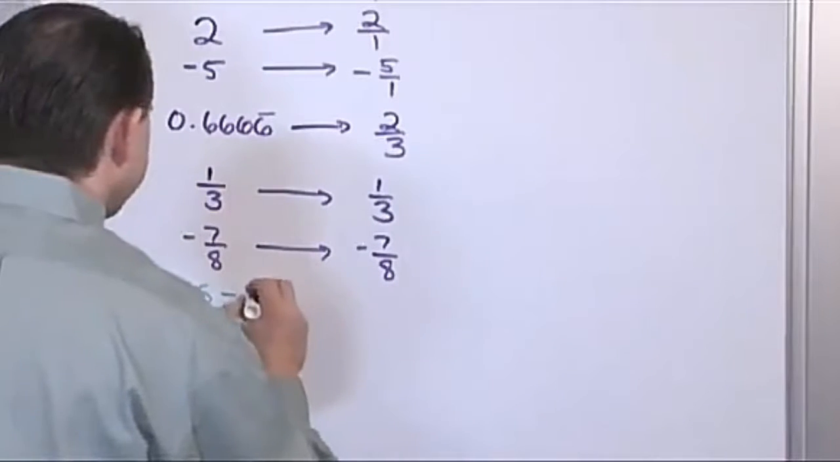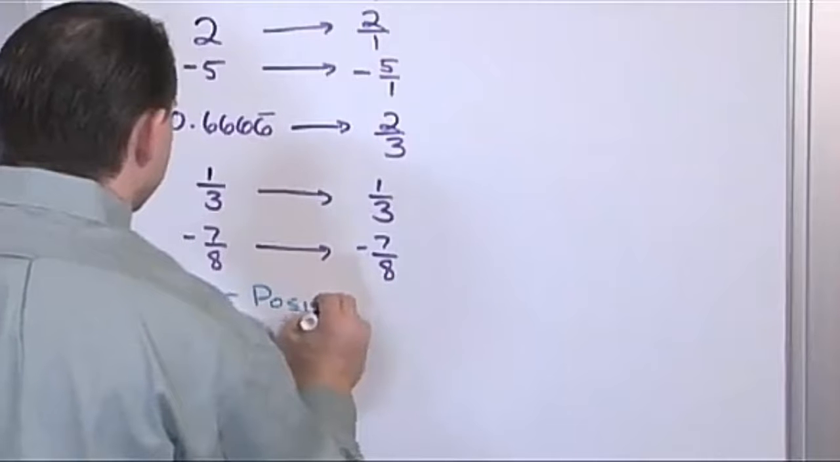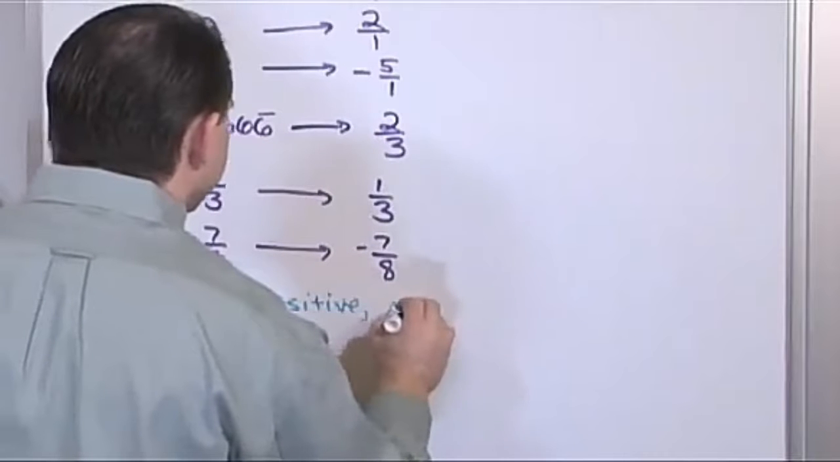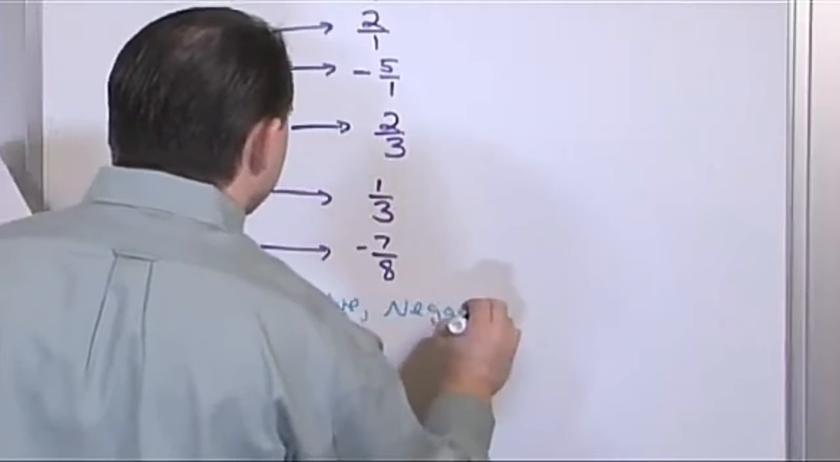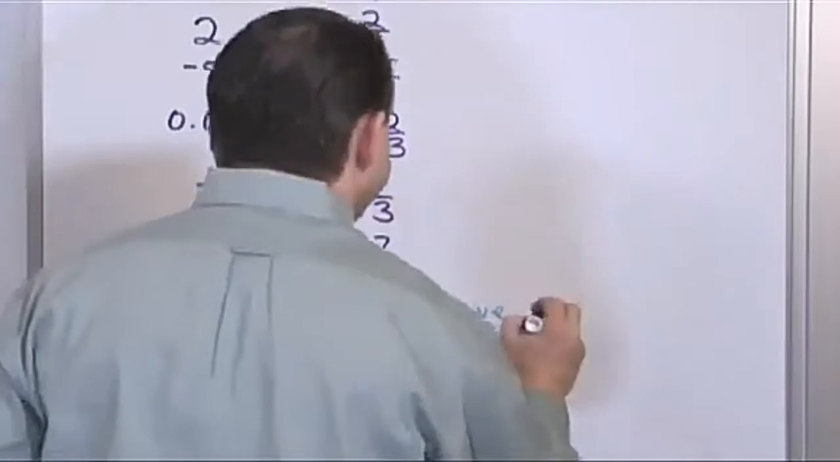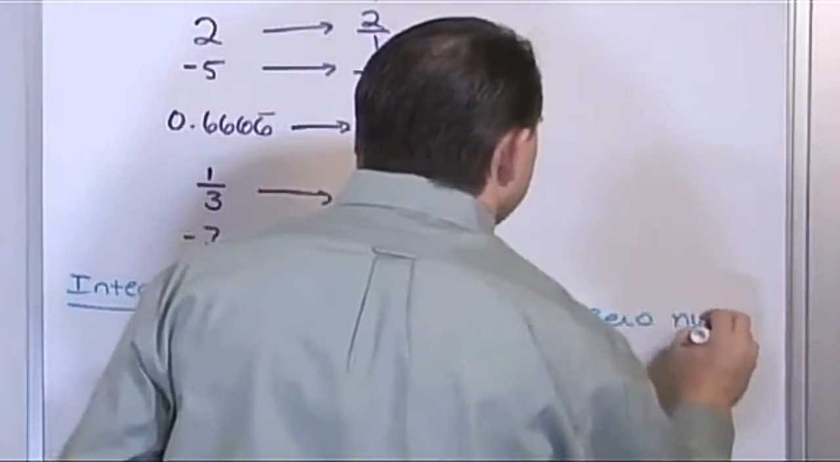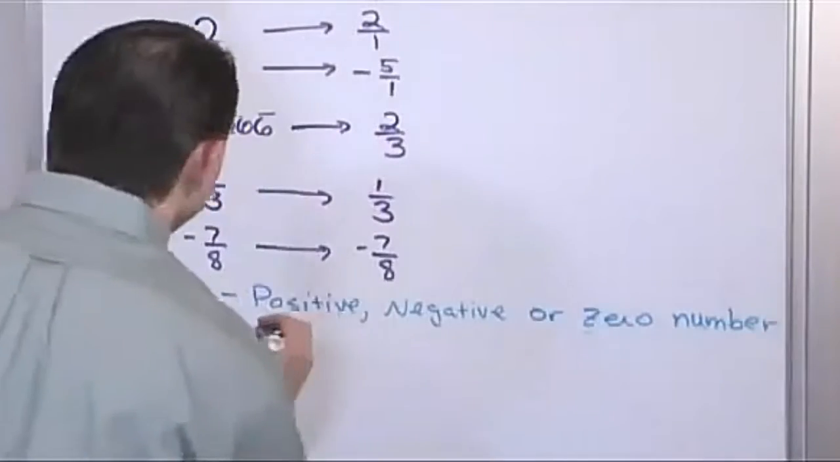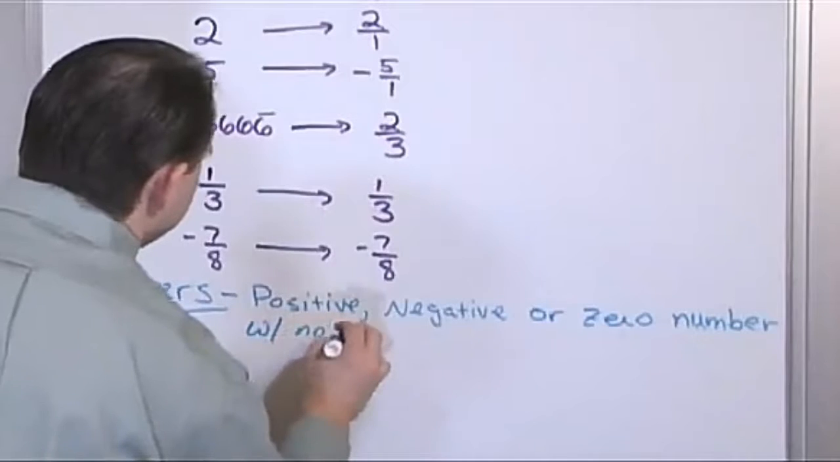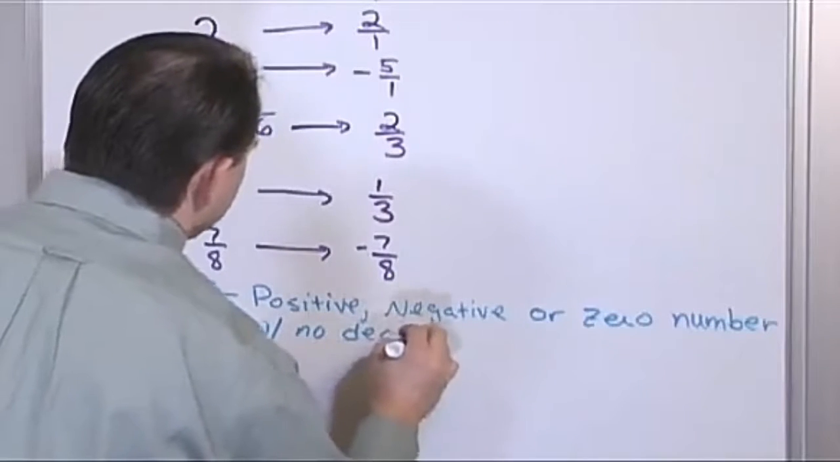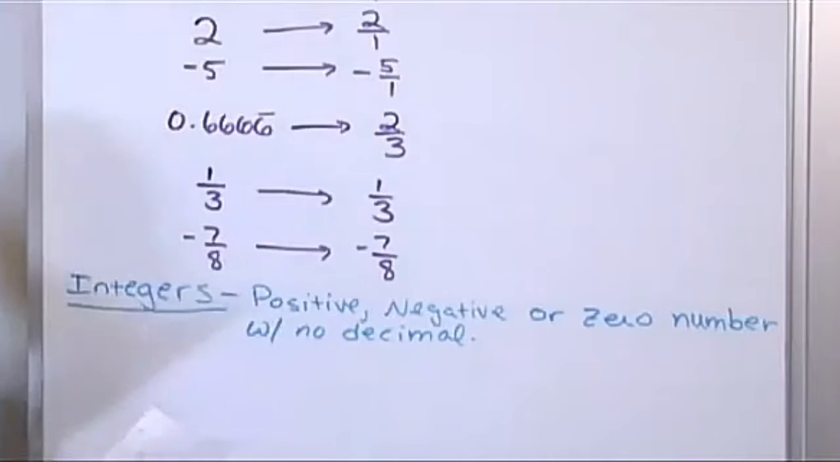An integer is a positive, negative, or zero number with no decimal. Now, like I said, in your book, you're probably not going to see that definition. This is my definition, but your book will have something similar.